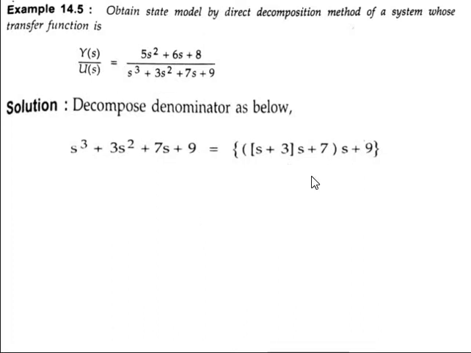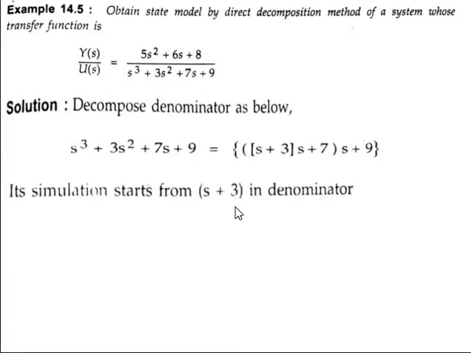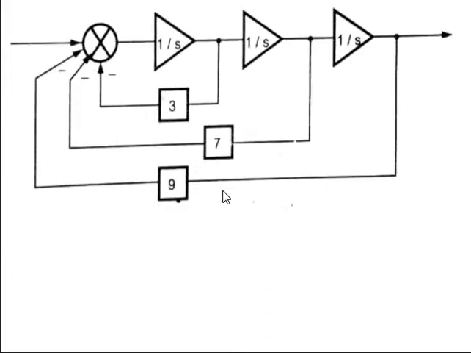So the denominator is programmed. Now draw the diagram, initially for s plus 3, after that s plus 7, after that s plus 9. So the simulation starts from s plus 3 in the denominator. This is the diagram for only the denominator. First draw the s plus 3, so 1 by s plus 3. In the denominator, s plus 3 is nothing but 1 by s plus 3.